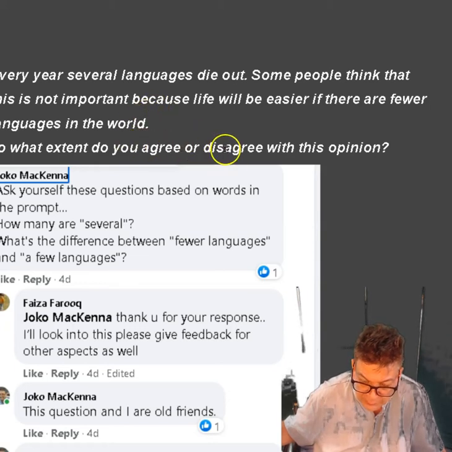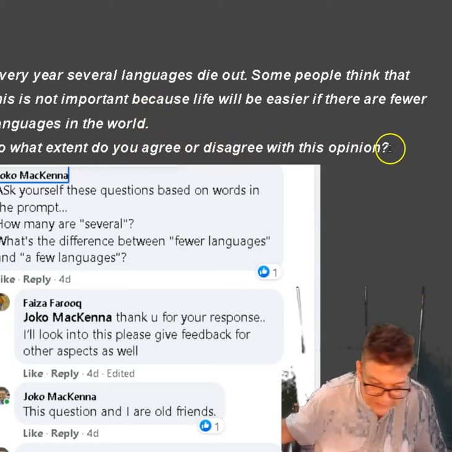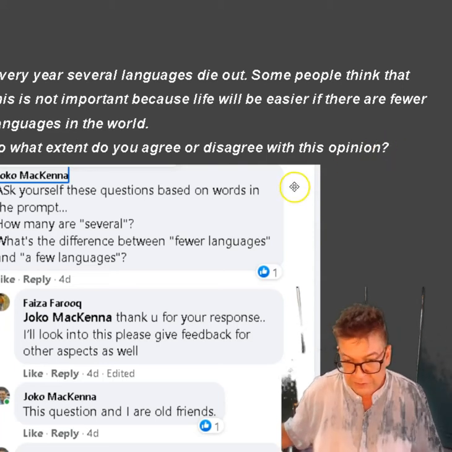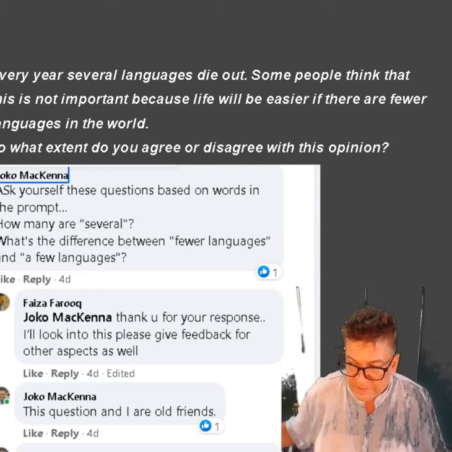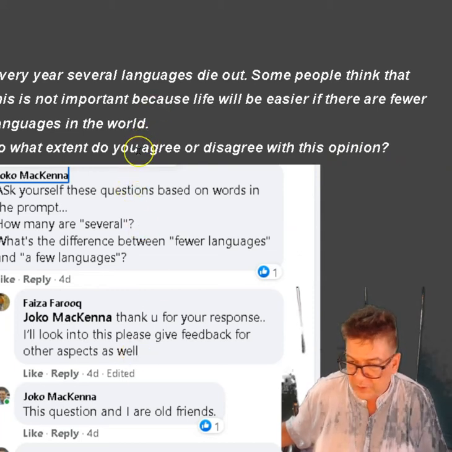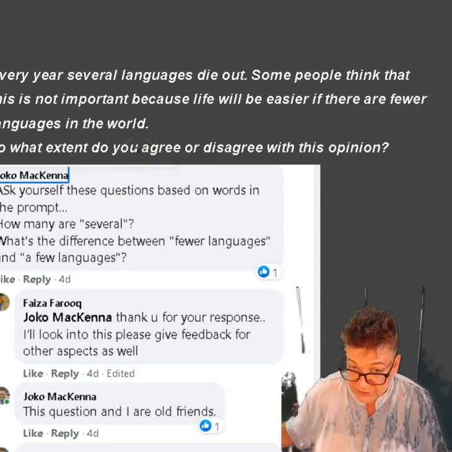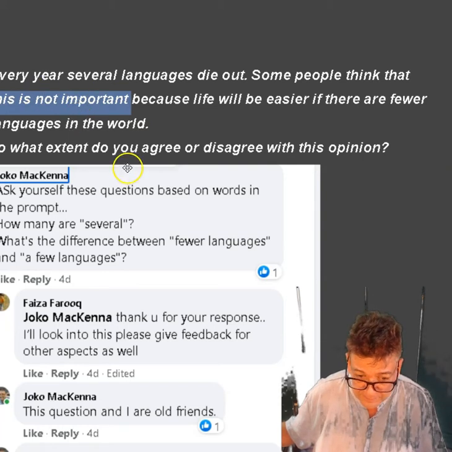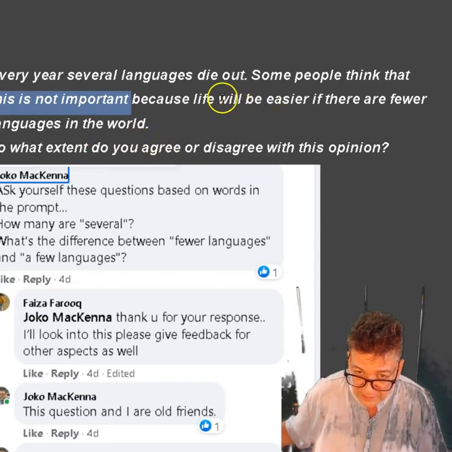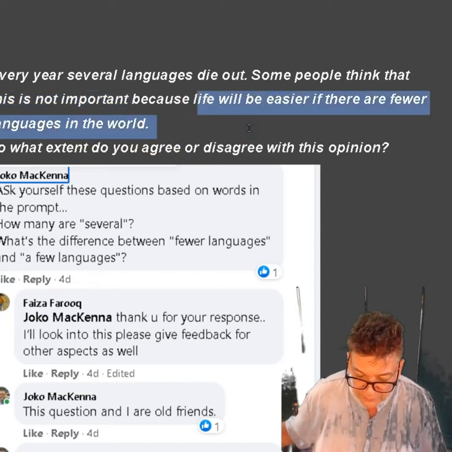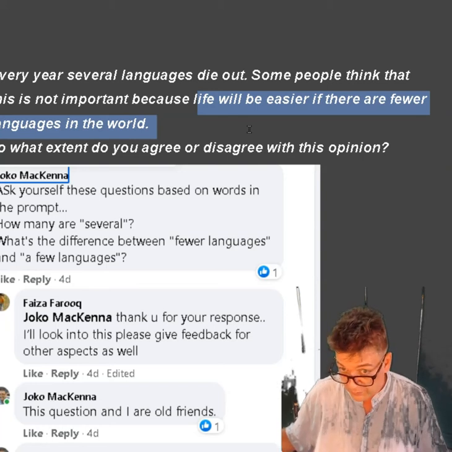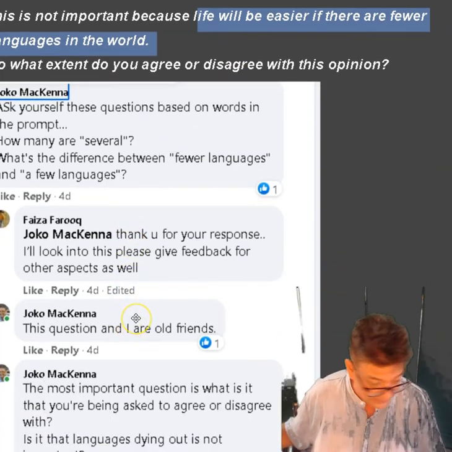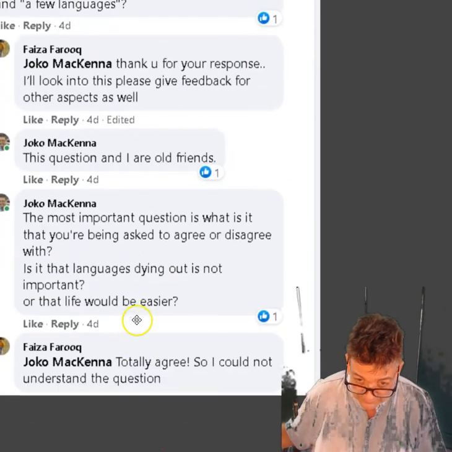To what extent do you agree or disagree with this opinion? Give reasons for your answers and include any relevant examples from your own knowledge or experience. Now, the thing here is that what part of the question are you being asked to agree or disagree with? This part? It's not important? Is that what they mean? Or is it this part? That life would be easier if there are fewer languages in the world? Can you agree with one part and disagree with another? Eventually, that's what he tells us he does. But I don't see it.